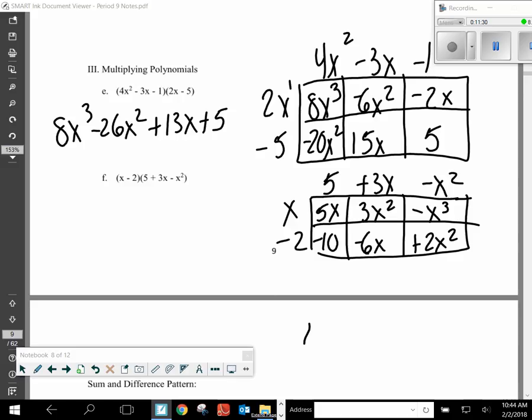So I'm going to start with negative x cubed. Next I have plus 5x squared. Next I have negative 1x, or just negative x. And lastly, negative 10. So I have a cubic polynomial. Okay. Hit pause if you want to look these over a little more. If not, we can keep on going.